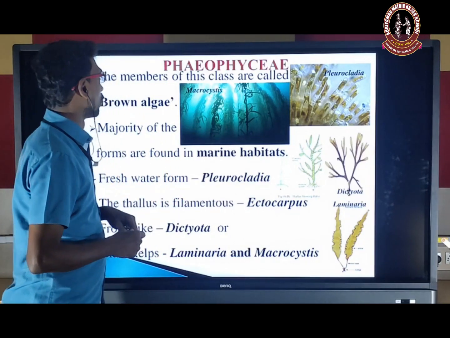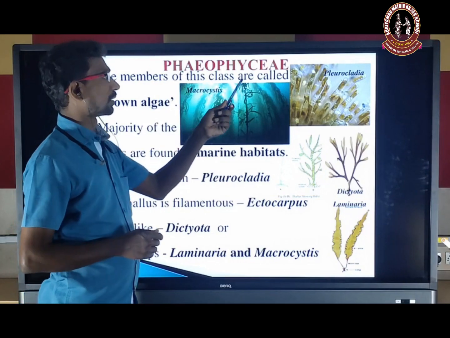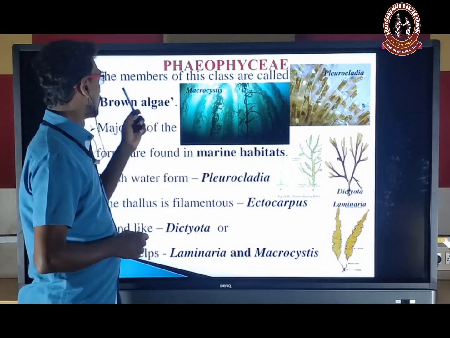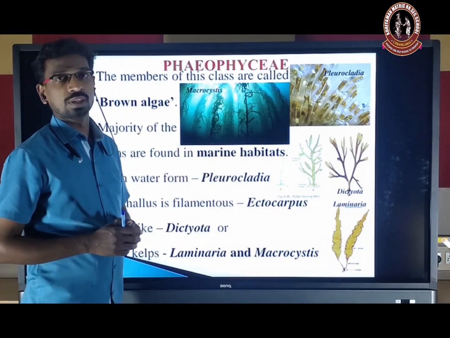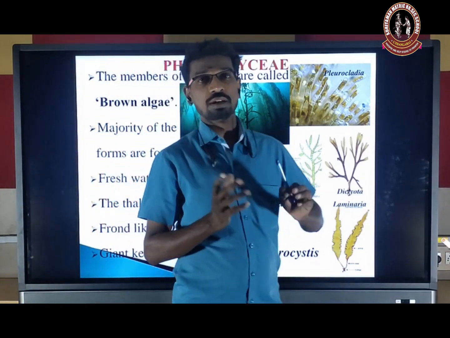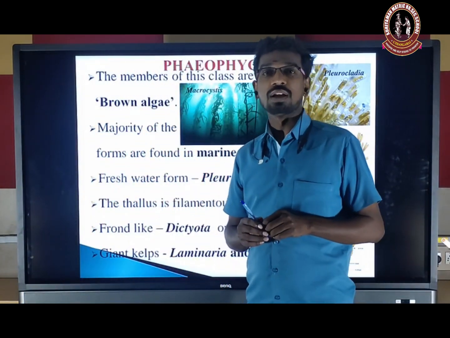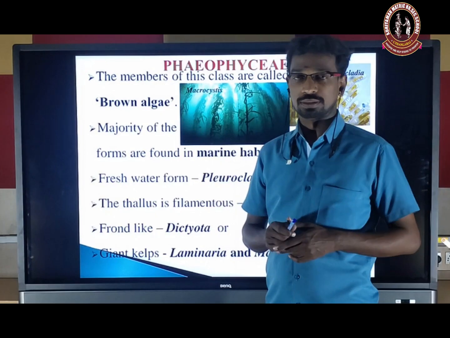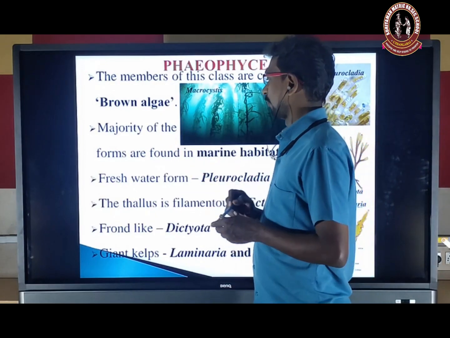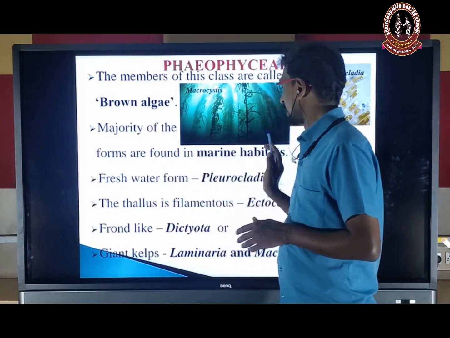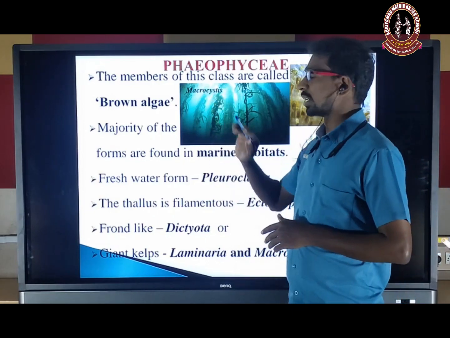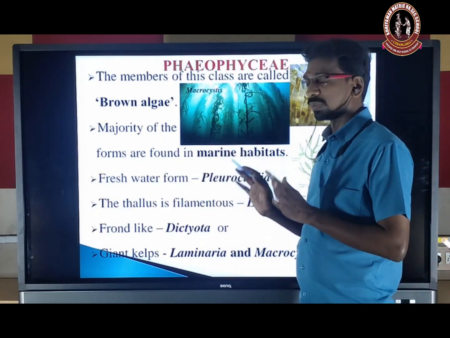Phaeophyceae, or brown algae. The members of this class are generally called brown algae because they are brown in color, due to the presence of the fucoxanthin pigment. The majority of these forms are found in the marine habitat.